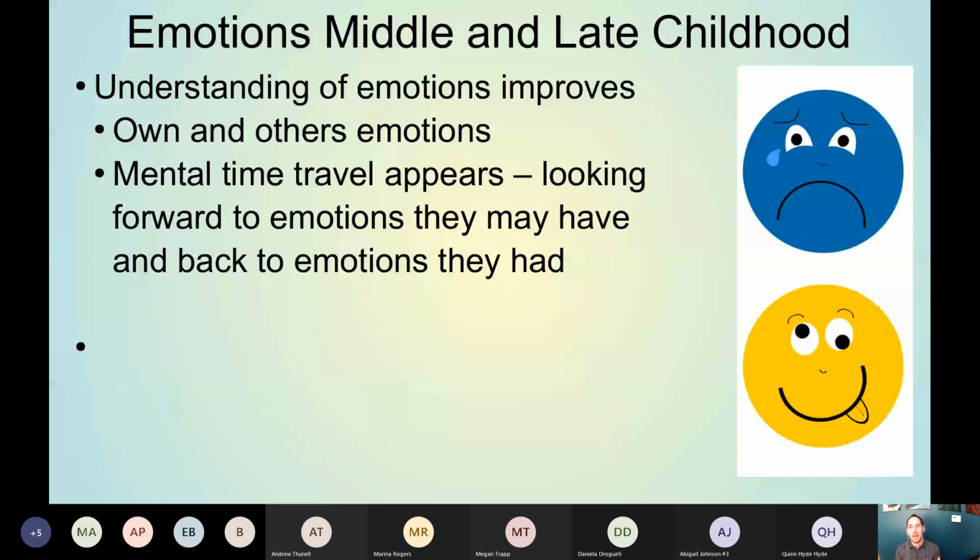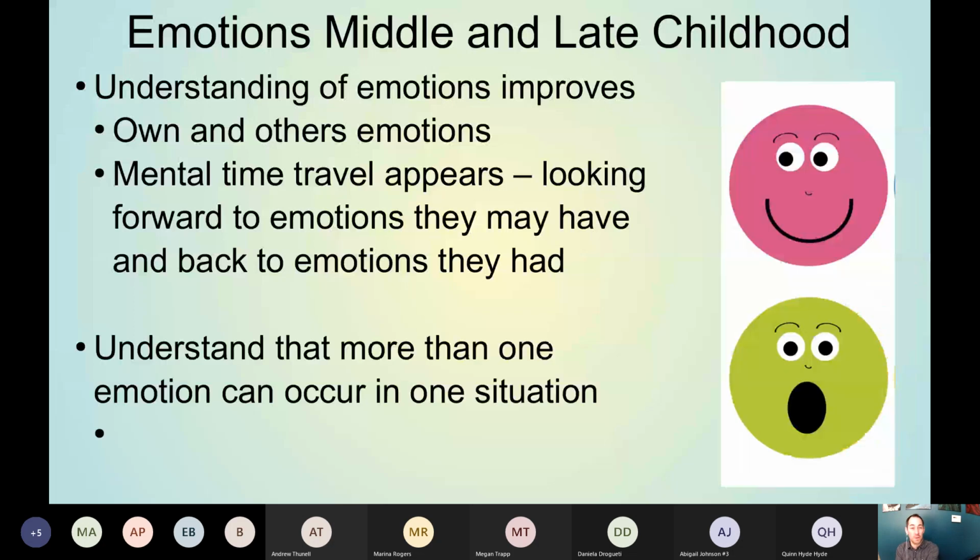With that, they also are starting to understand that more than one emotion can occur in any given situation. This can be learned earlier than this, the fact that you can be both happy as well as scared or nervous at the same time, for example, that you can have more than one emotion and they can all mix together into more complex emotions. This can be learned earlier with direct training or more experience, but it generally on average appears in about middle and late childhood for people. So it can be trained earlier.